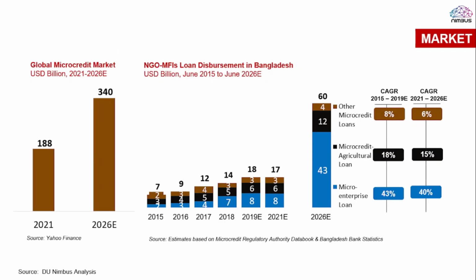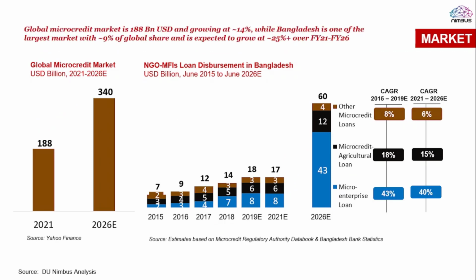The microcredit sector in Bangladesh is a 17 billion USD market, which would grow to a nearly 60 billion US dollar market by 2026. The total number of MFIs operating across Bangladesh is nearly 800. The average MFI borrower loan size increased from 280 USD to 610 USD over 2014 to 2019. So let's look at the market.